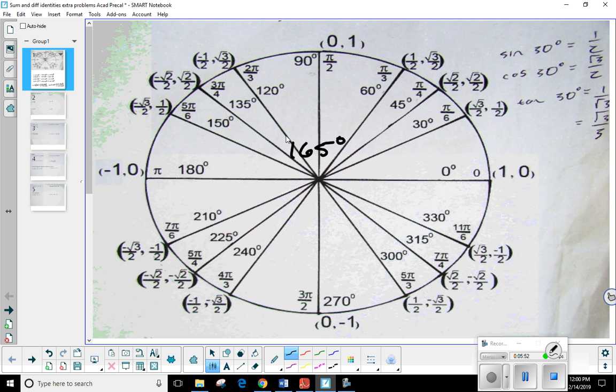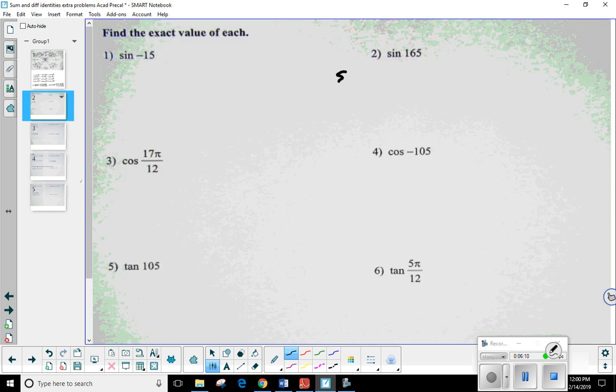120 and 45, that's the first I heard. Okay, 120 and 45, that's perfect. If I add the two, that will give me 165. See, that's what we're doing. We can't evaluate sine of 165, but we can evaluate sine of 45 plus sine of 120.